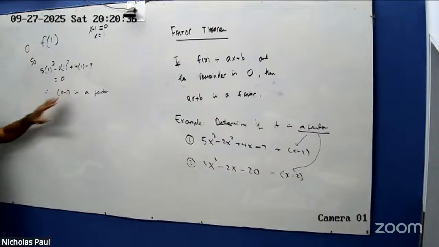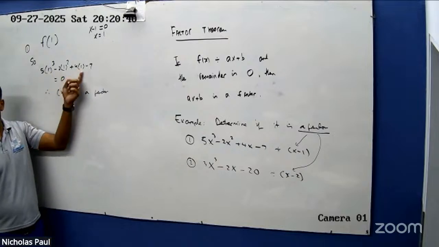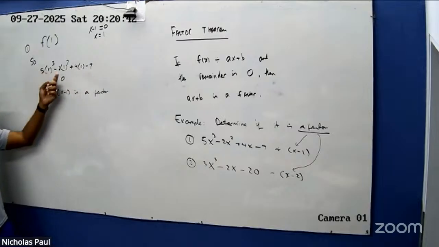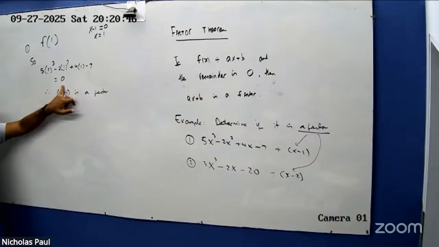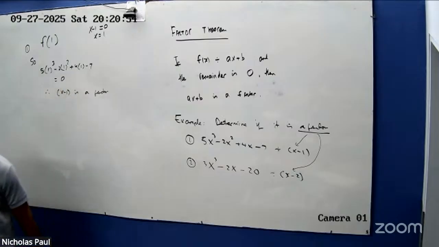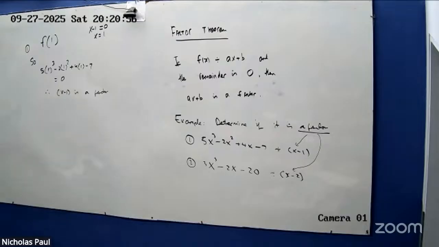Trouble? Tell me. You done? Right, so all I did, I plugged in 1 in here and I worked it out. Right? 5 minus 2 plus 4 minus 7. Are you okay with that? Okay, next one. Check and see if number 2 is also a factor.